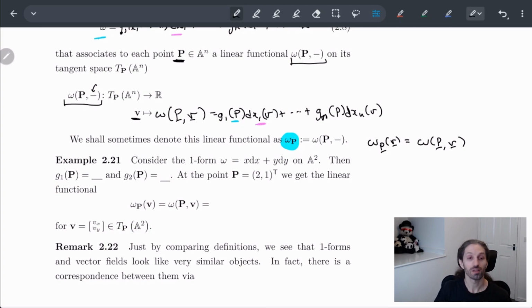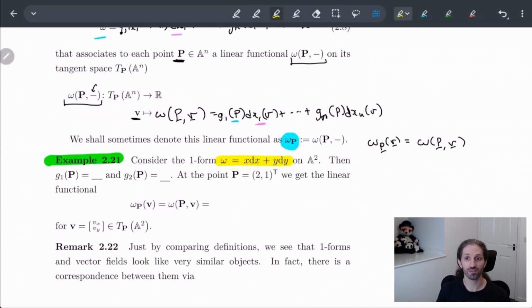Okay, so let's look at an example. I'll give a remark and then we'll end the video. We're going to consider the one form. Here I'm telling you what the one form is. I'm saying the one form is given by this linear functional, this function.